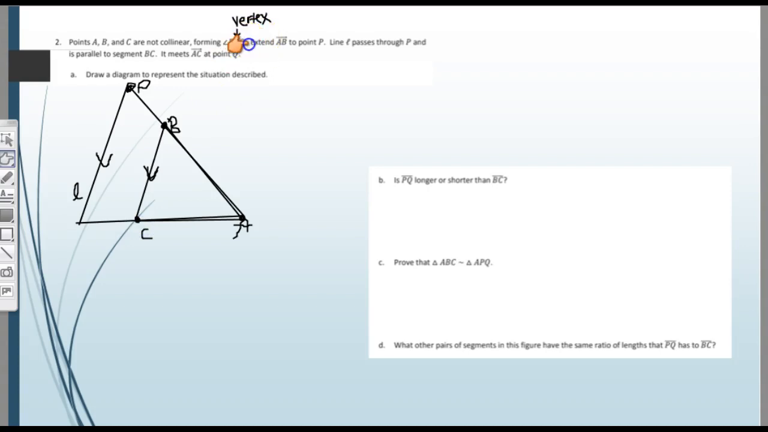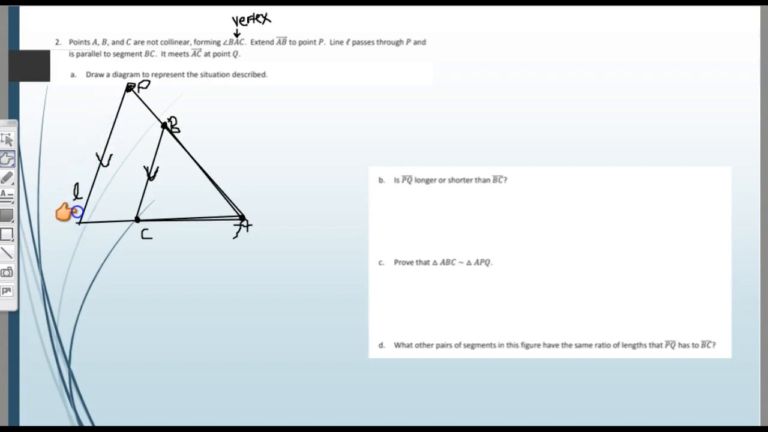Then we said extend ray AB to point P. So we drew a line that went from A through B, past B, and where it ended is where we put the point P. Then we drew the line L that passed through P and parallel to segment BC. We realized we did not have segment BC, so we drew in the segment that connects B and C. Then the line that goes from P and is parallel to BC looks about like this.